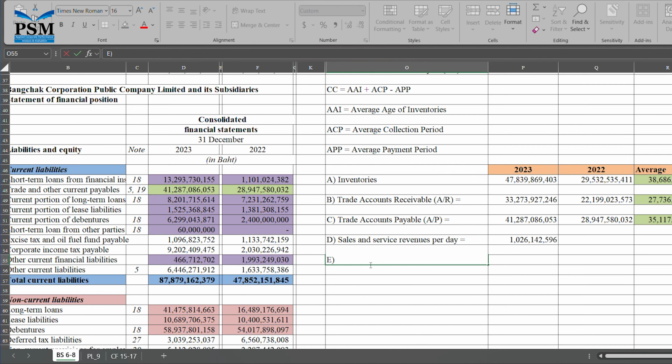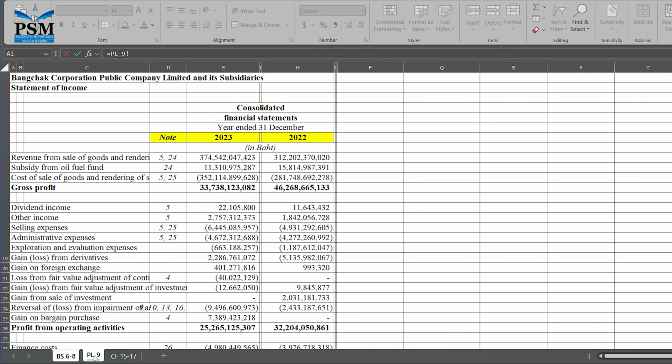We are also going to calculate the cost of sales and services per day. Cost of sales and services per day. We do the same thing. We open the PL sheet, profit and loss.